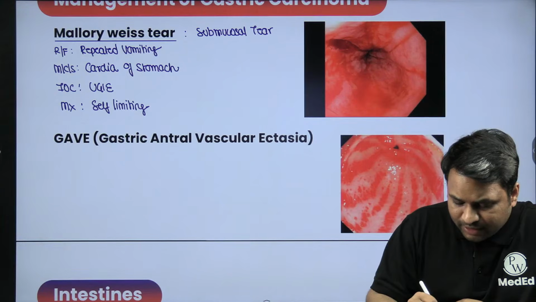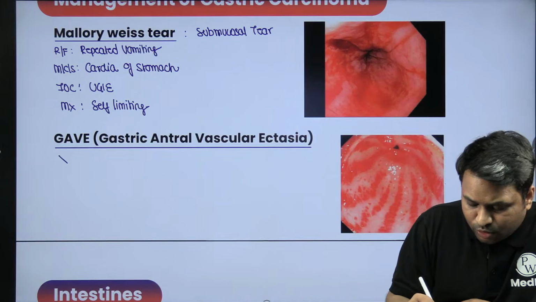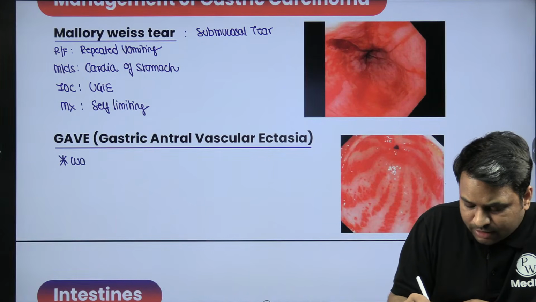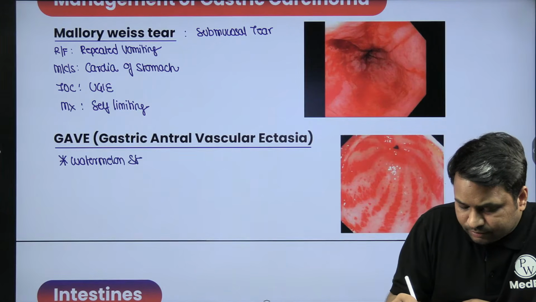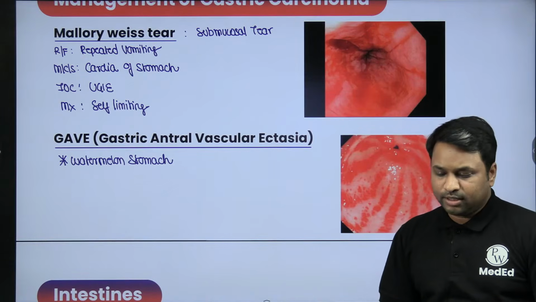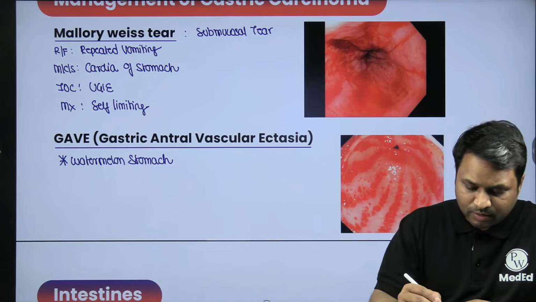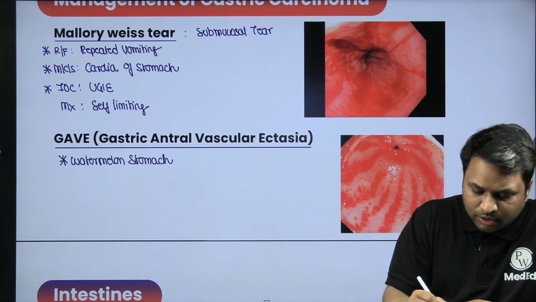Next, you have GAVE, that is your gastric antral vascular ectasia. Remember, it is also known by another name. The only question that they'll ask you is, what is it called? It is called the watermelon stomach. This is what we call the watermelon stomach.